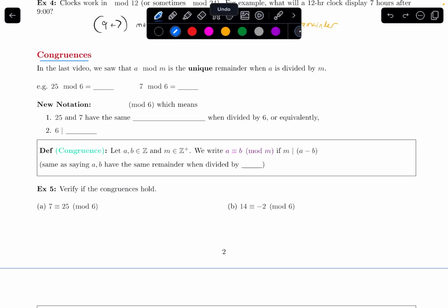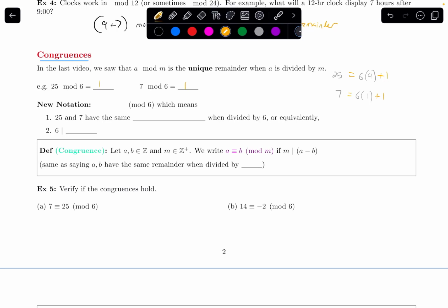Just to review this, if I look at 25 mod 6, that means when I divide 25 by 6, what's the remainder? We might even be able to see this in our heads. It's just 1. Writing out why: the number 6 goes into 25 4 times. That gives me 24. But then I still have to add 1 to get to 25. So 1 is the remainder. If I did the same thing with 7 mod 6, I can multiply 6 by 1, and then to get to 7, I still have to add 1. So even with 7 mod 6, that remainder will also just be 1.